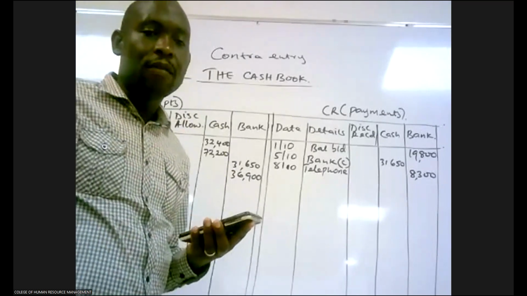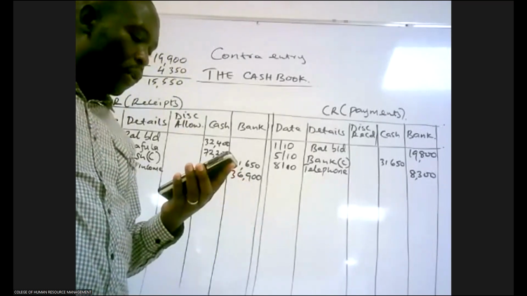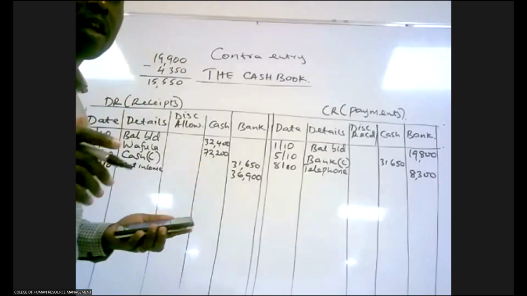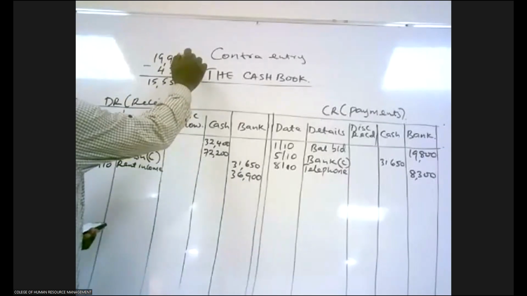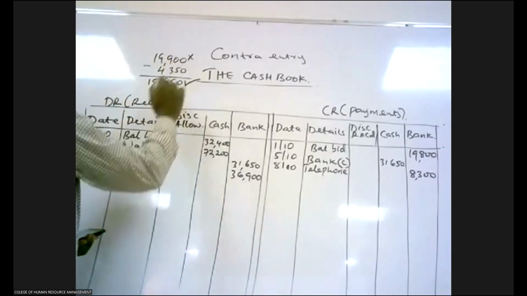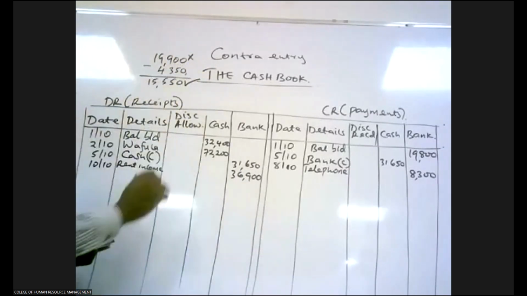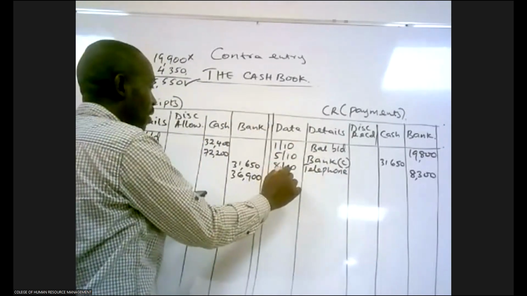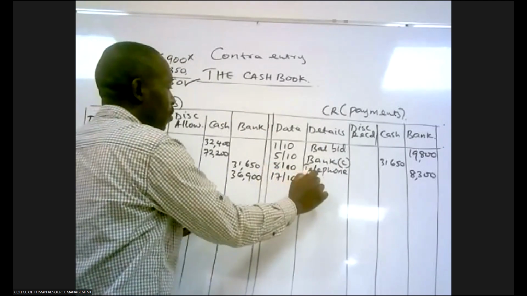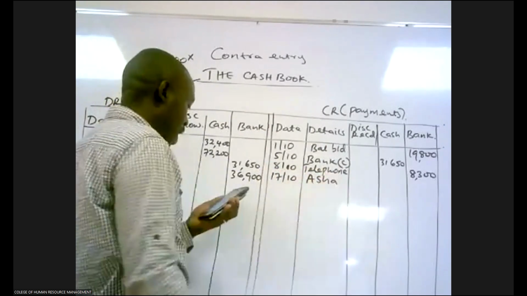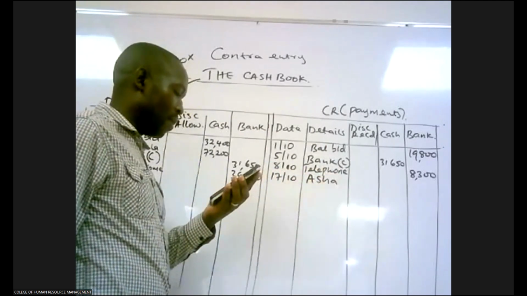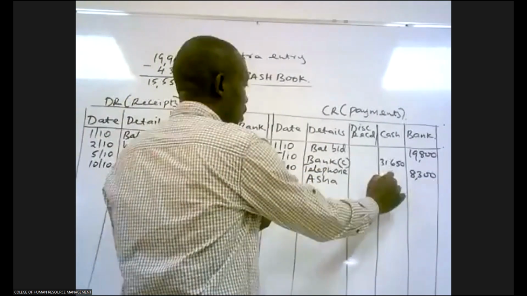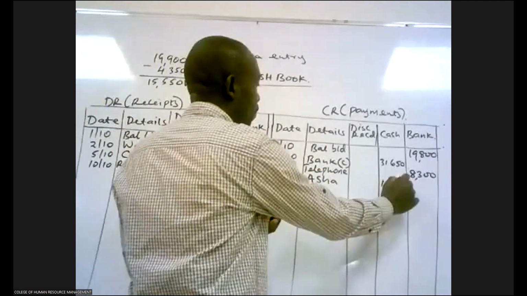17th, whereby we are told paid by cash the full amount due to Asha. So the full amount that is due to Asha, it is not this, it is this. We must consider the 43.50 that was returned. So you pay Asha, you come here and record it as a payment on 17th, and you say here, we are paying Asha. This amount is being paid by what? By cash. 15,550.